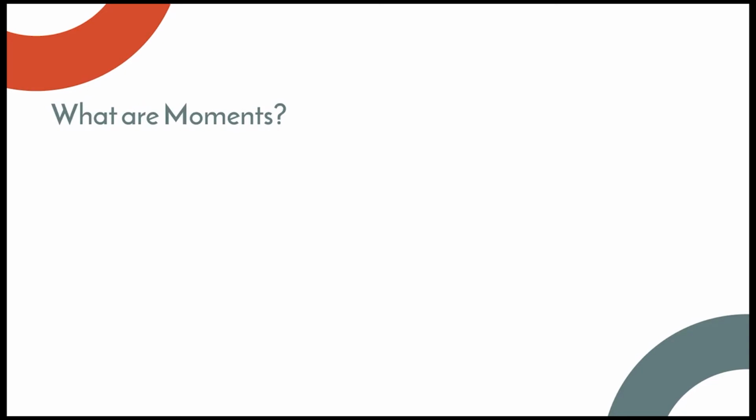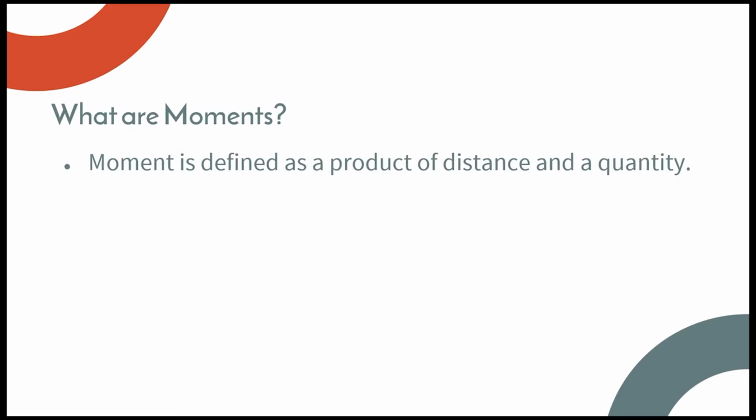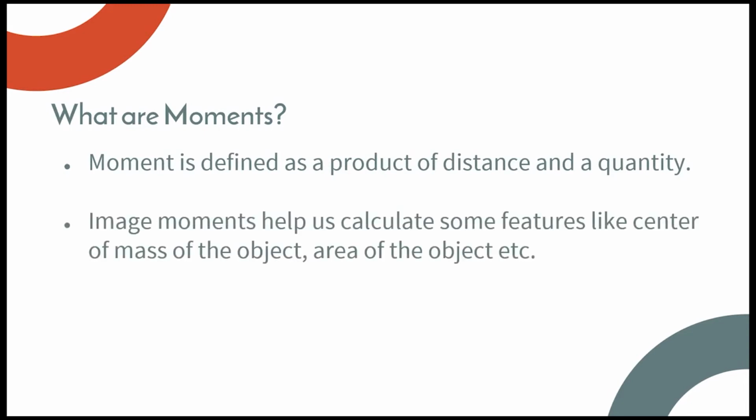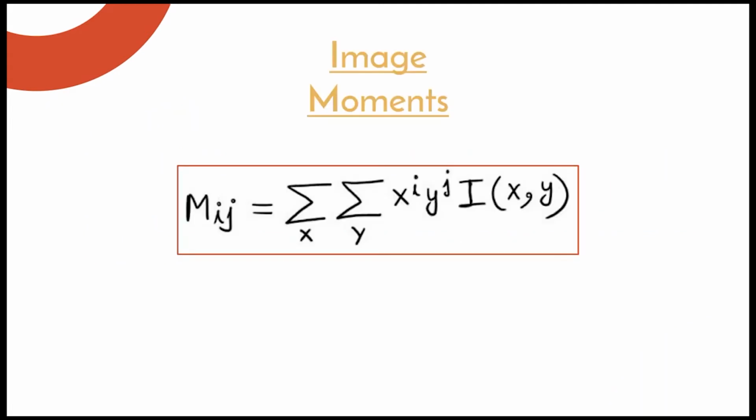What are moments? A moment is defined as the product of distance and a quantity. Here in our case, the quantity is the pixel value. Image moments help us calculate some features like center of mass of the object, area of the object, etc. Now let's get into some maths behind image moments and their calculation.